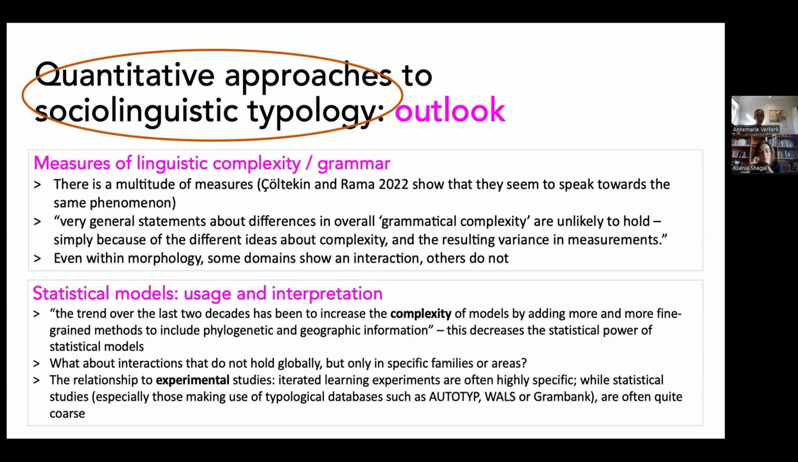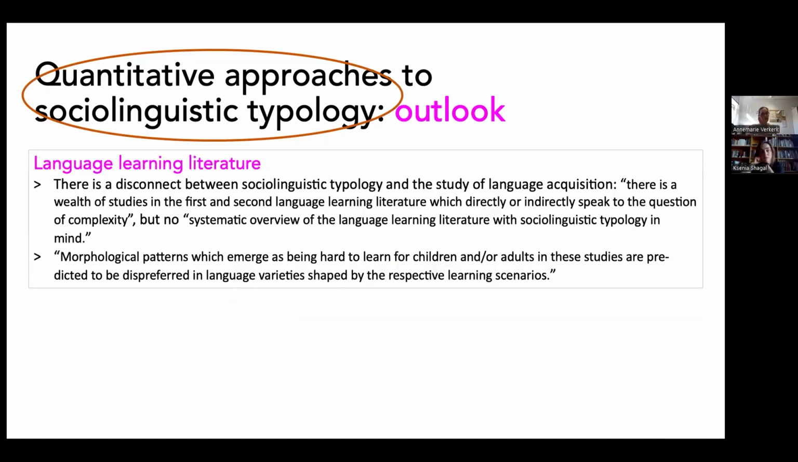And then we also have to think about the relationship to experimental studies, right? Iterated learning experiments typically measure things on a very highly specific dimension, for example, these nouns and verbs in the artificial language that we saw. But statistical studies, especially those making use of typological databases like WALS or GramBank or AutoType, are often quite coarse. So this also goes back into what you are measuring, how you are measuring it, and how that interacts with the type of statistical tests that you are using. So none of it is especially straightforward. And this is really the last slide, people.